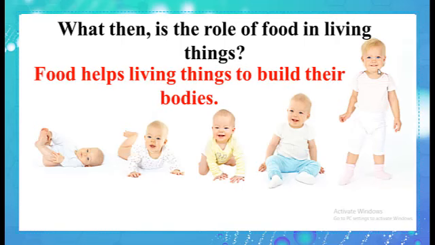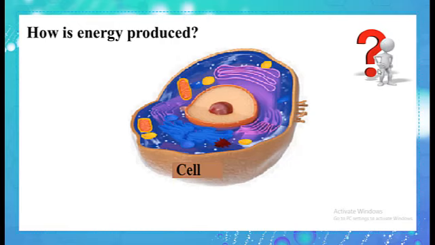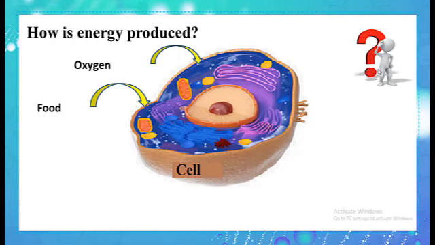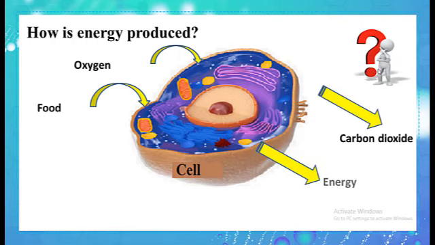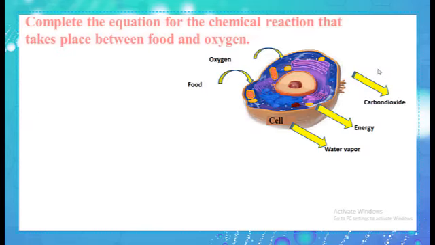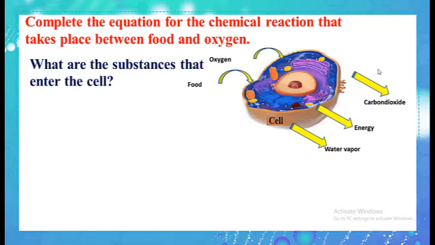Food helps living things to build their bodies. How is energy produced? Oxygen enters every cell inside the body, and the food also enters every cell inside the body, to produce carbon dioxide, energy, and water vapor. Now, complete the equation for the chemical reaction that takes place between food and oxygen.